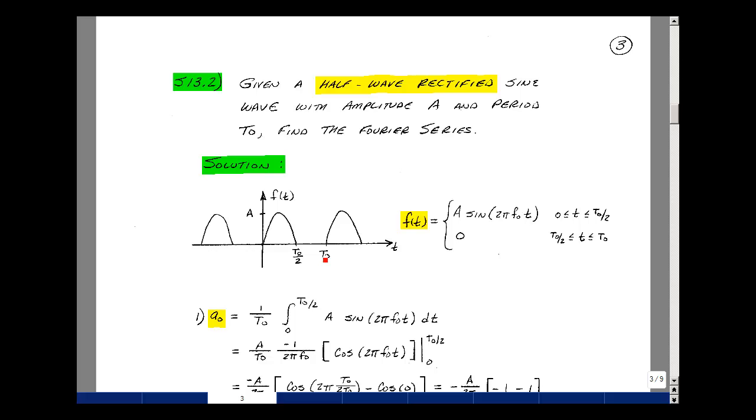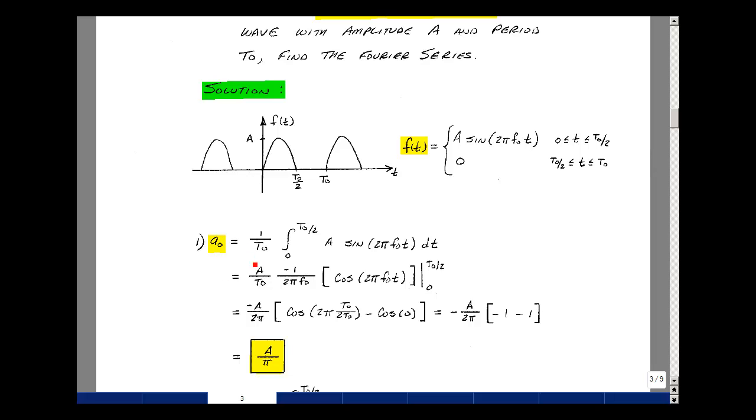This is still a sine wave. We can describe this as A times the sine of 2 pi f0 t, where f0 is the reciprocal of T0. The waveform is non-zero between 0 and T0 over 2, and then it's equal to 0 from T0 over 2 to T0. So two different values for our waveform. This particular waveform doesn't have even symmetry, odd symmetry, or half-wave symmetry, so we'll have to do our Fourier series from the basic definition.